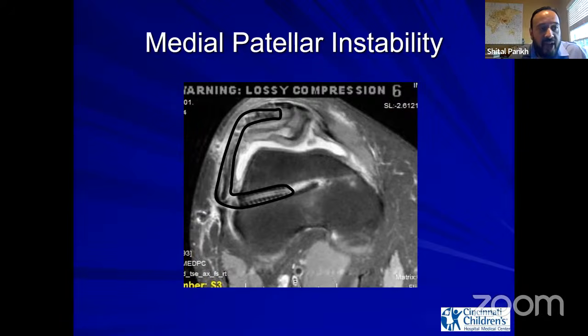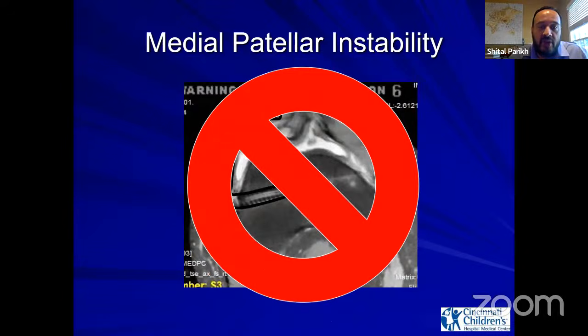It is difficult to diagnose because they don't have frank dislocation, and one has to be suspicious with a history of lateral release. If the patient continues to have ongoing symptoms, then one has to be suspicious, and the treatment is a lateral patellofemoral ligament reconstruction. But we are not going to talk about it in this talk.